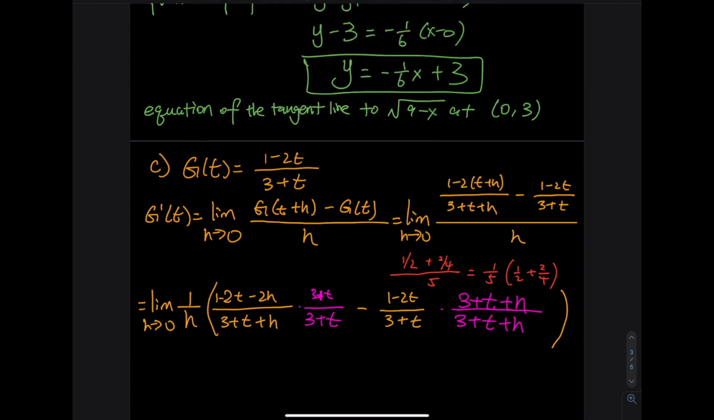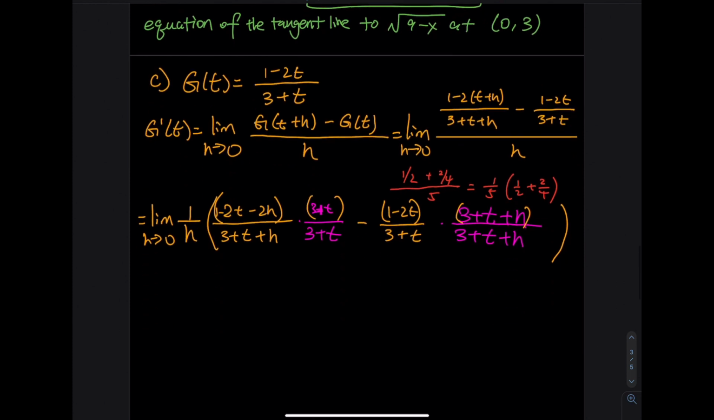And then we have to multiply them. So here is how we multiply, okay? Just like open up two factors. Again, a lot of math. If you make one little mistake, you won't be able to get rid of the h in the denominator. So let's do it. Limit as h goes to 0. We have 1 divided by h. And then denominator 3 plus t plus h times 3 plus t.